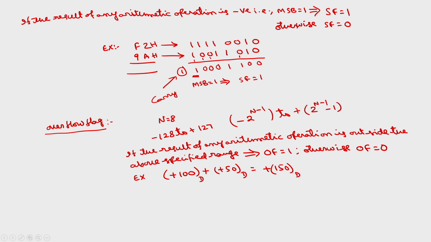but what is the range? If it is an 8-bit number, assuming that n is equal to 8 here, because to represent 100 we require 8 bits, the range should be this, but 150 is outside the range. So, the overflow flag is set. If the result of any arithmetic operation is outside this range, in general, where n can be 16 bit or 8 bit or any number of bits, then the overflow flag is set, otherwise the overflow flag will be reset.